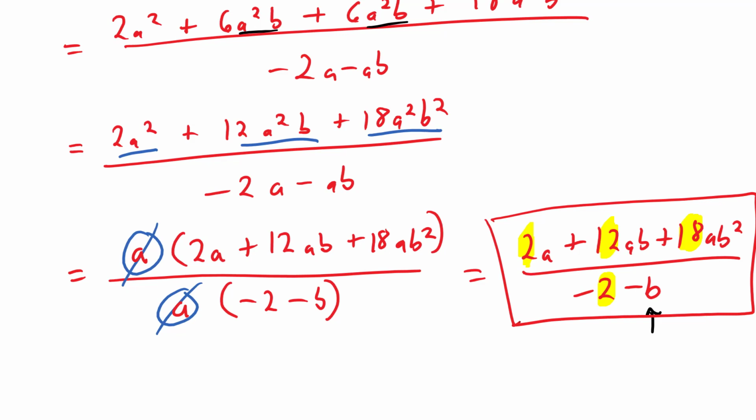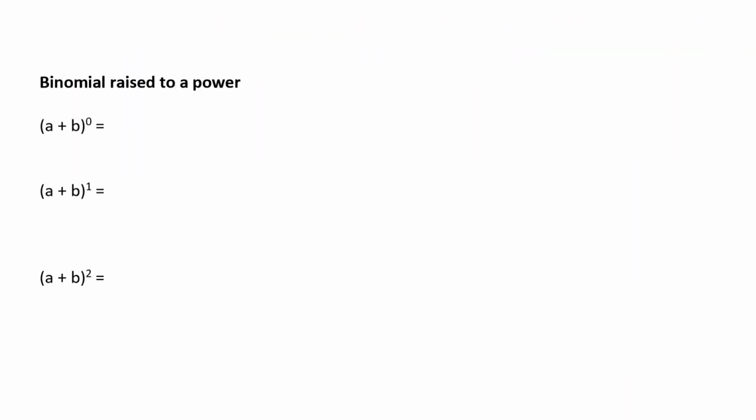So remember, all terms must have that same variable if you want to cancel it out. All terms in the numerator and all terms in the denominator. If you only take away one message from this lecture, it is that. We're going to examine one more thing before this lecture is over with.